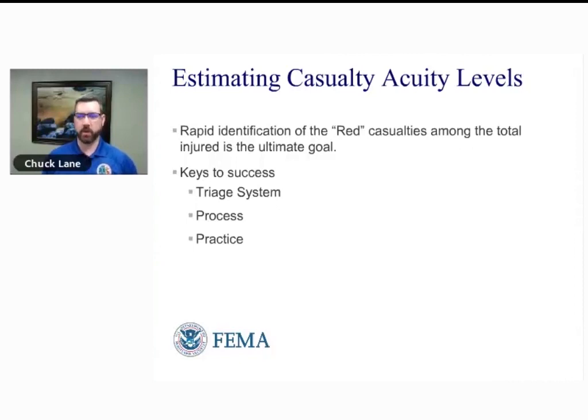So what we have to do is implement a disaster triage system. Now, whatever you use, whether that's SALT, whether it's START, the key to that is training and practice. We have to be able to immediately identify this is not a normal event. This is a disaster scenario. We have to immediately spin up and move into a disaster triage mindset. If you don't train and you don't practice for that, nobody's going to be able to do it.